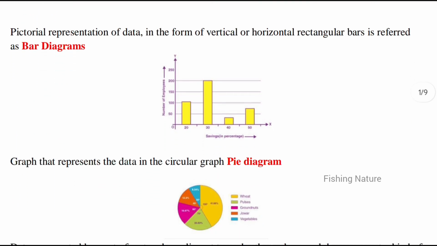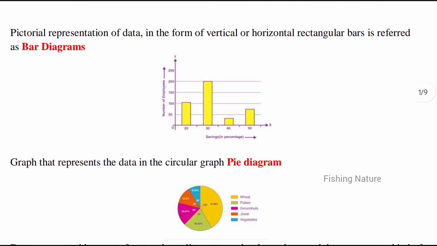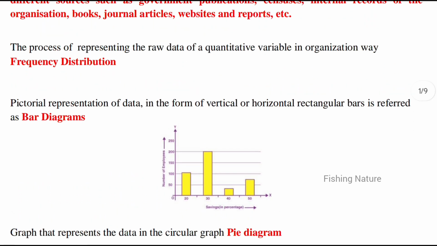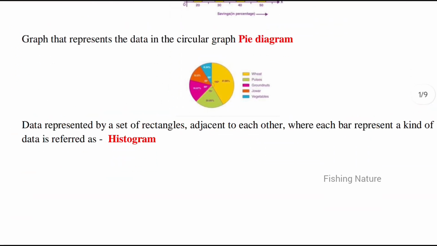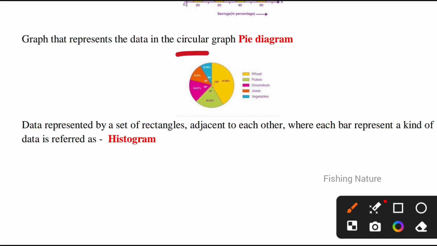And the pictorial representation of data in the form of vertical or horizontal bars is the bar diagram. Quantitative means it is the frequency. Next, the graph that represents the data in a circular form is the pie diagram. Next, the data represented by rectangles adjacent to each other, where each bar represents a kind of data, is referred to as a histogram.